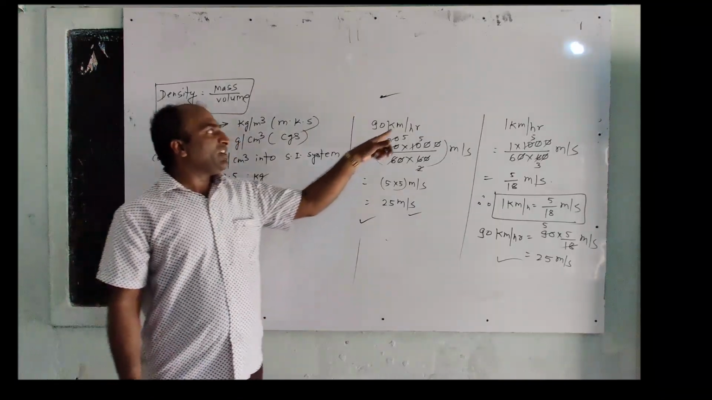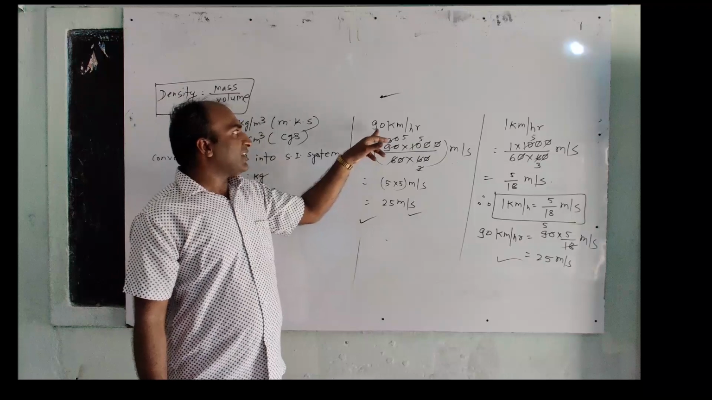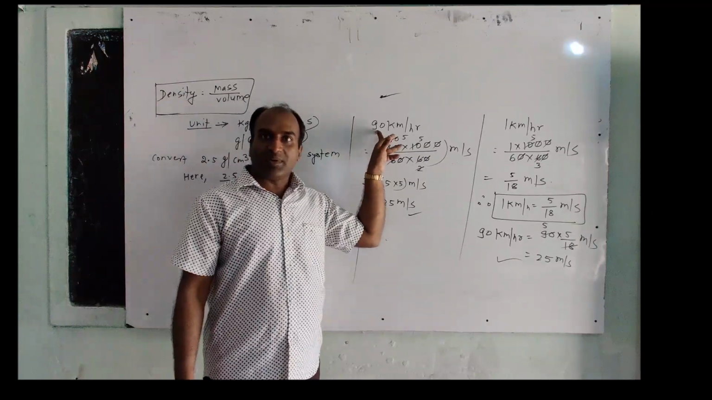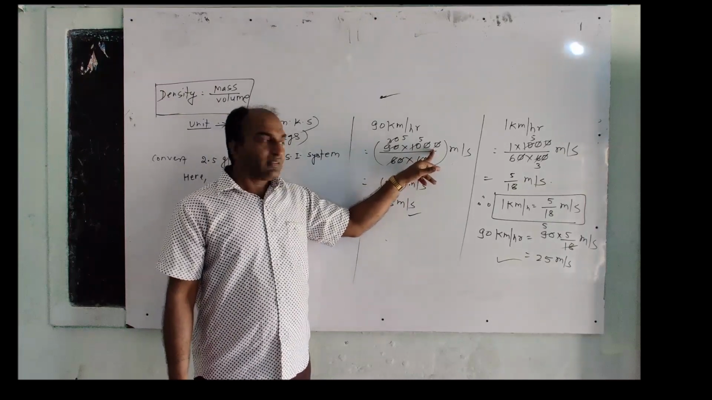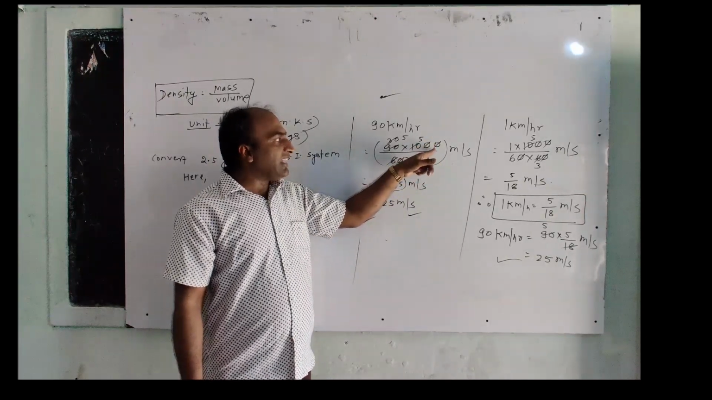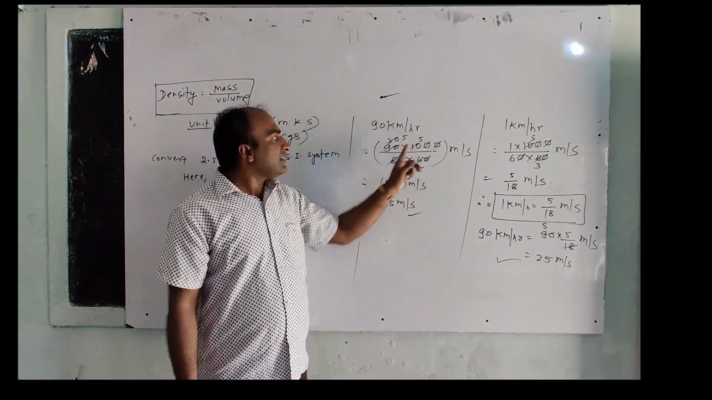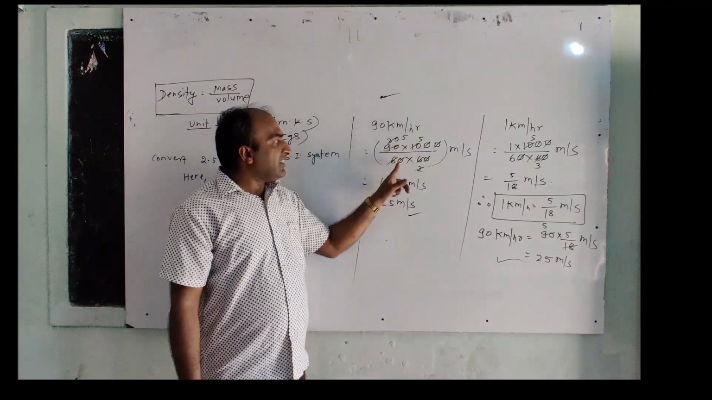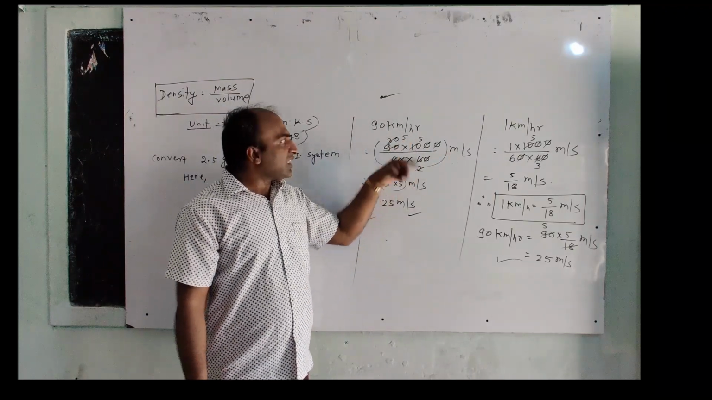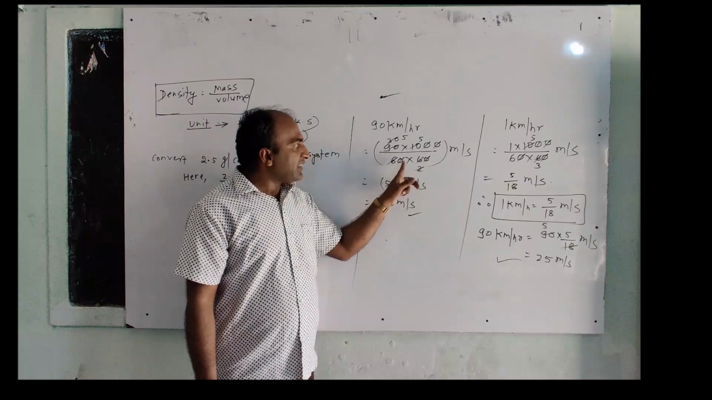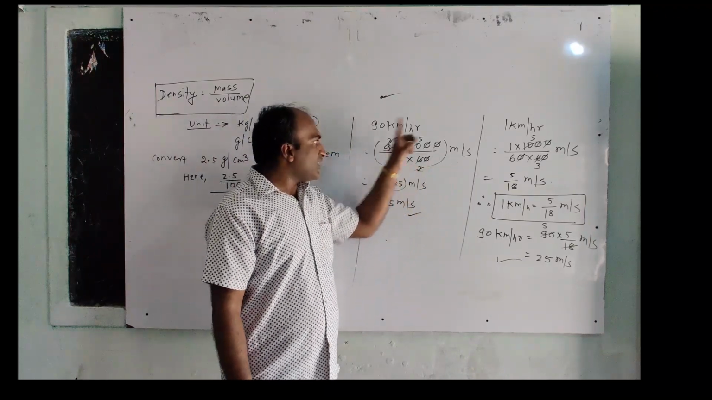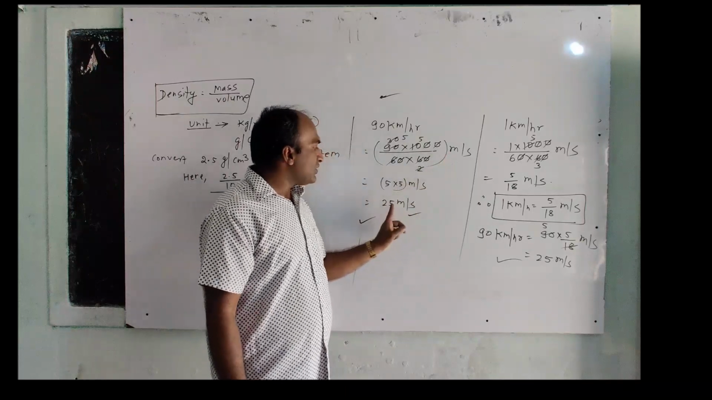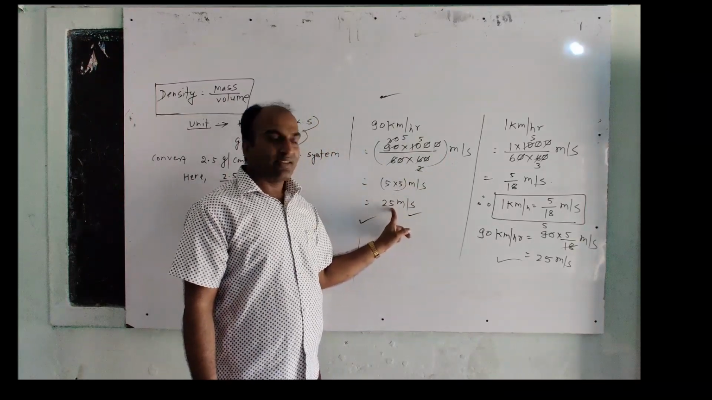Here, to convert kilometer per hour into meter per second, for example, we convert 90 kilometer per hour into meter per second, then 90 into 1000. When we multiply by 1000, it converts into meter. Now, if we divide by 60, it gets converted into minute, and again if we divide by 60, it gets converted into second. On calculation this gives 25 meter per second.